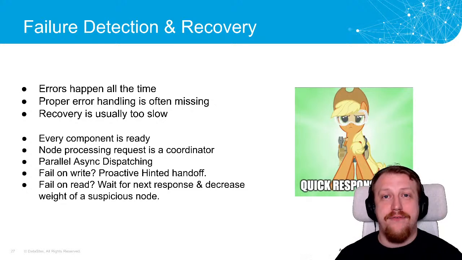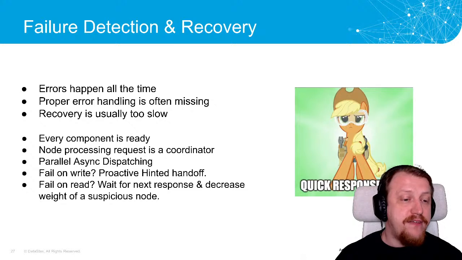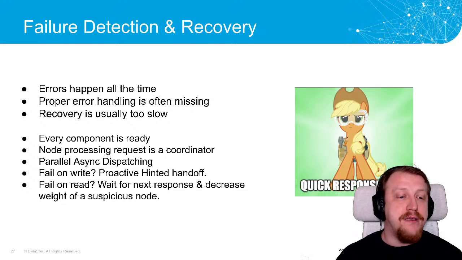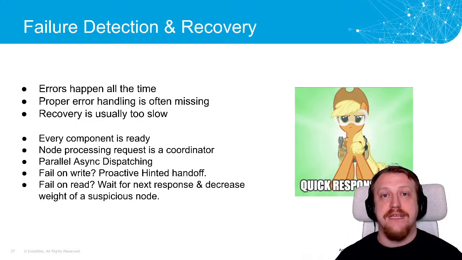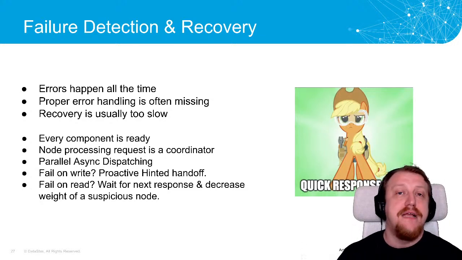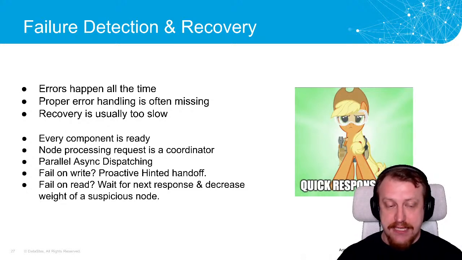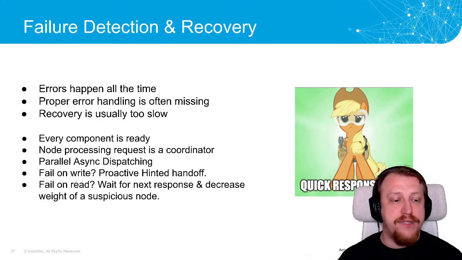But there are also many other layers of defense. Fail on read, wait for the next response, decrease the weight of a suspicious node, and initiate repair on read, for example, if required, if some of the nodes answered with stale data, because inconsistency is a big problem in distributed systems. We have to remember that all the time.